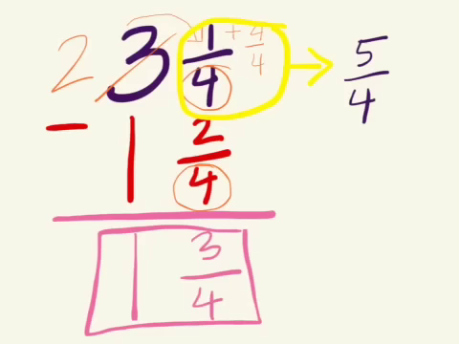Probably not. So in some cases, this traditional algorithm method is going to be what you want to use. But for a problem like this, 3 1/4 minus 1 2/4, you might as well just draw it out. So it's good to have a couple of different options for strategies for how to complete the problem. And we've just seen 2.